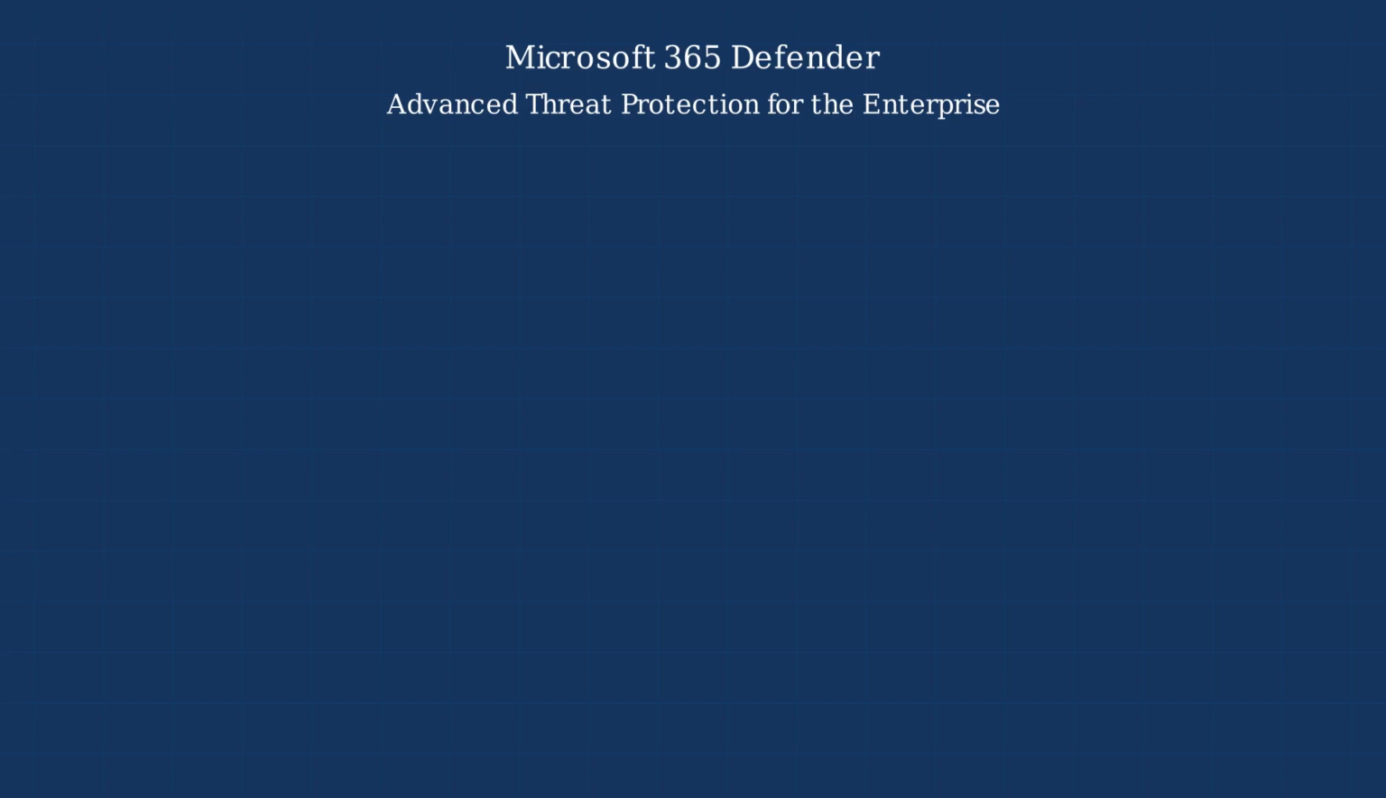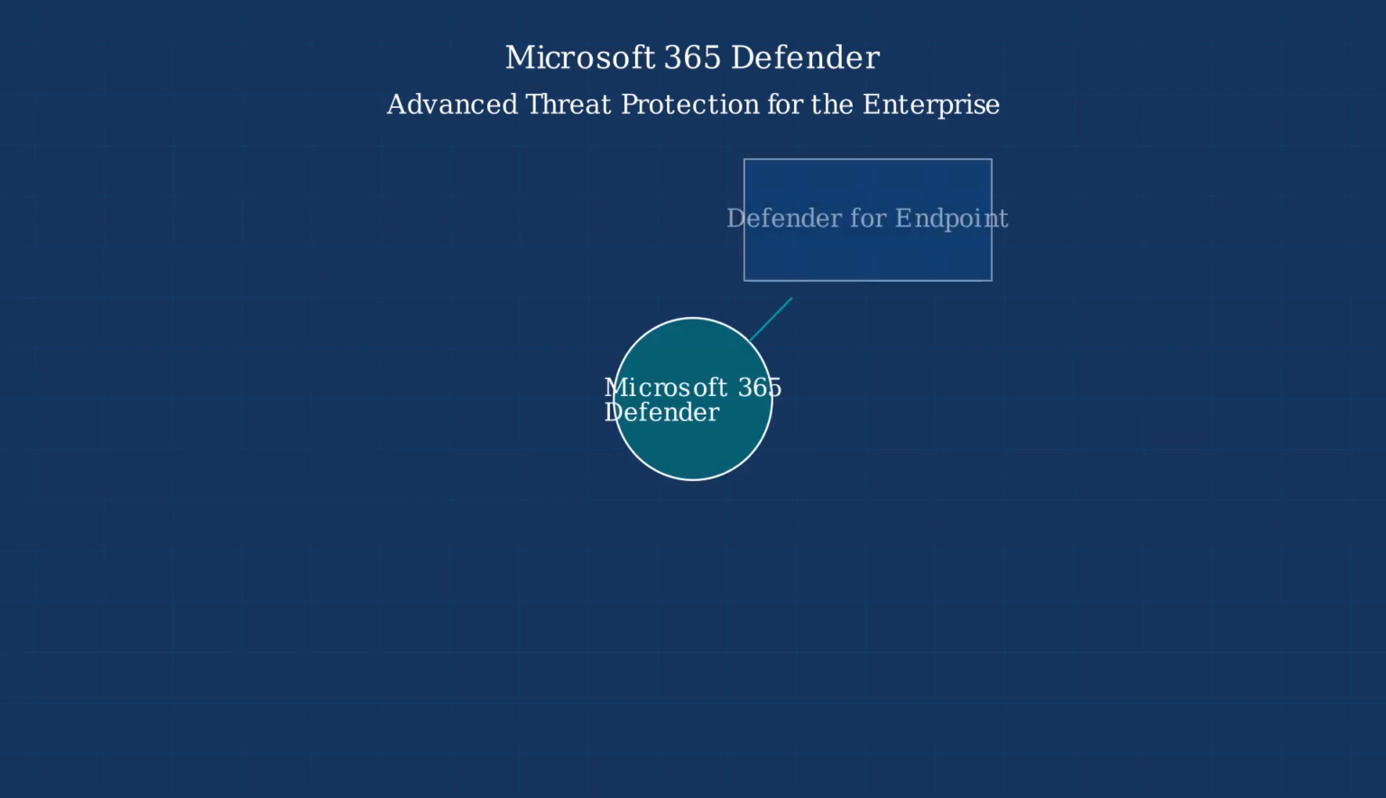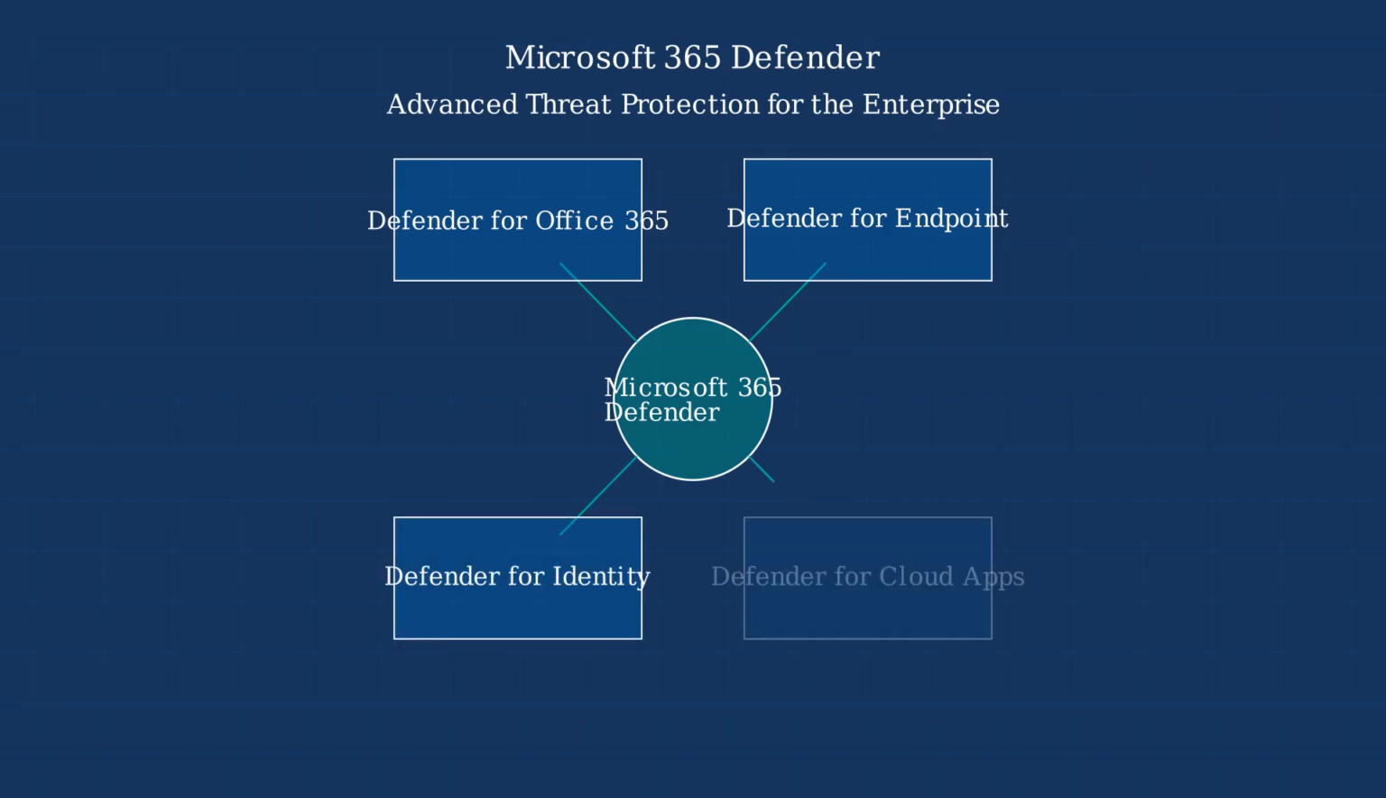Microsoft 365 Defender includes four integrated solutions. These include Microsoft Defender for Endpoint, Microsoft Defender for Office 365, Microsoft Defender for Identity, and Microsoft Defender for Cloud Apps. These integrated solutions work together to detect threats and automatically respond to attacks in real time.